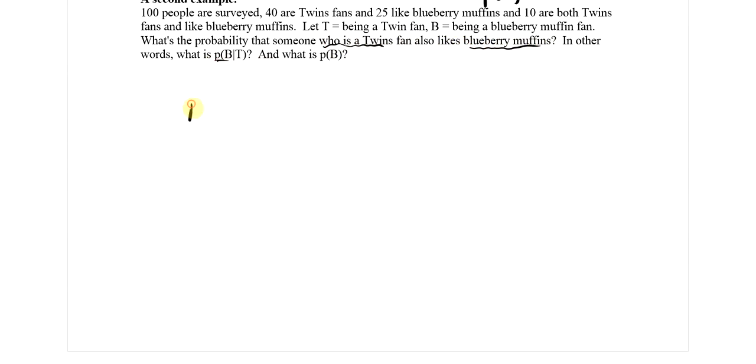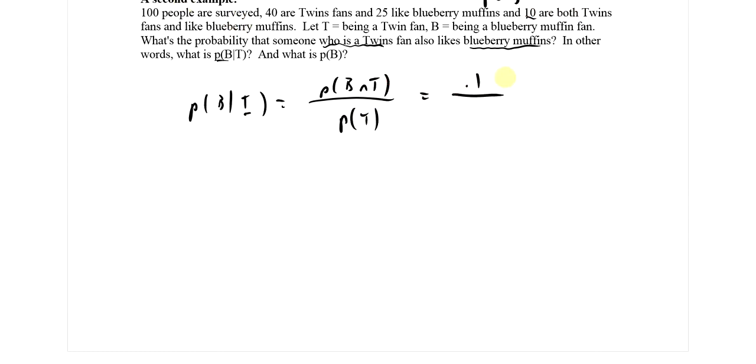So P of B given T. The vertical line is "given." So according to our formula, that should be the probability of the intersection of being a blueberry fan and a Twins fan, divided by the given thing, the probability of being a Twins fan. And in this case, 10 people are both Twins fans and like blueberry muffins. 10 out of 100 is 0.1. That's this probability. 40 are Twins fans out of 100, so the probability of choosing a Twins fan is 0.4, and so that's 0.25. Okay, so a quarter of Twins fans like blueberry muffins.